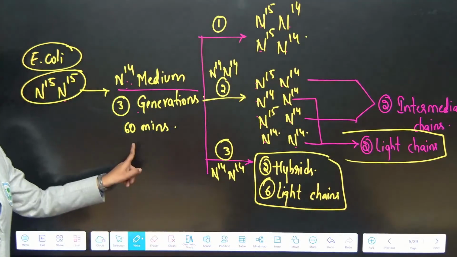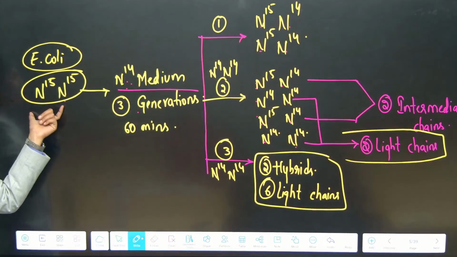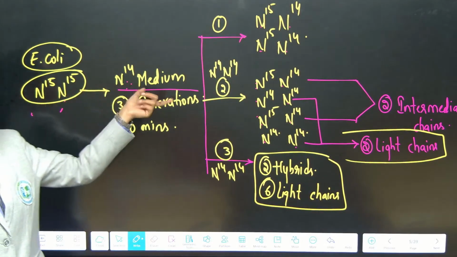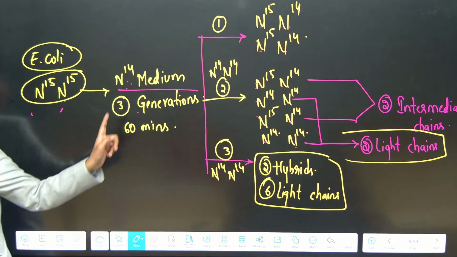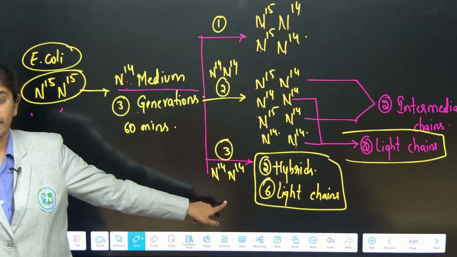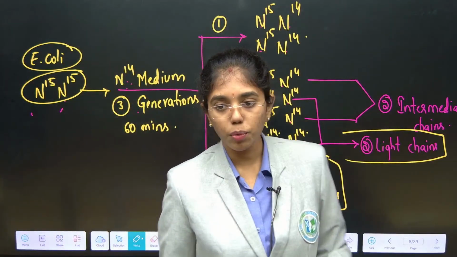This will be after 60 minutes, or 3 successive generations, when N15 heavy isotope is cultured in N14 medium for 3 successive generations. And this will be the output at the end. Clear? Any doubt still here? You are clear with the experimental proof, right?